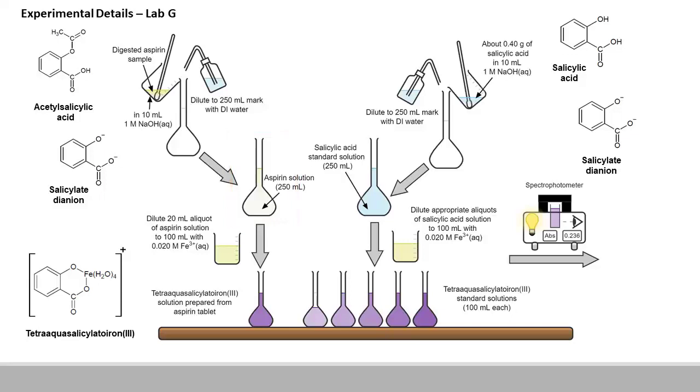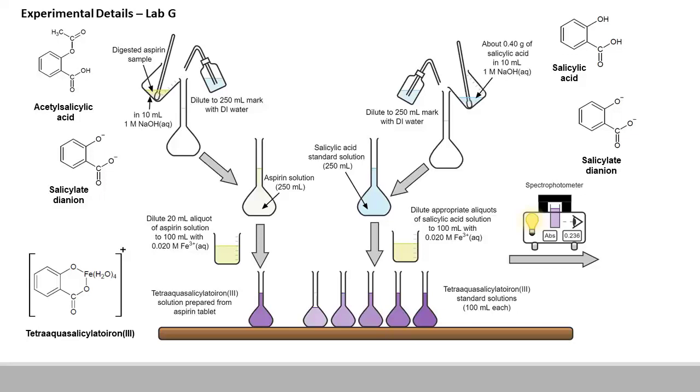In a similar fashion, a known mass of salicylic acid is dissolved in 10 milliliters of 1 molar sodium hydroxide, which results in the salicylic acid also being converted to the salicylate dianion in a 1:1 mole ratio. This solution is also diluted to a final volume of 250 mL with deionized water. Because both acetylsalicylic acid and salicylic acid produce solutions of salicylate dianion in the same mole ratio, the salicylic acid can serve as a standard for the acetylsalicylic acid.